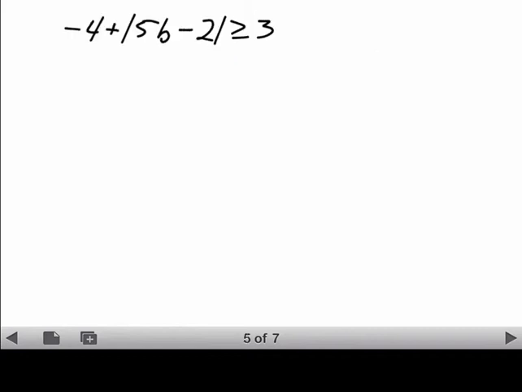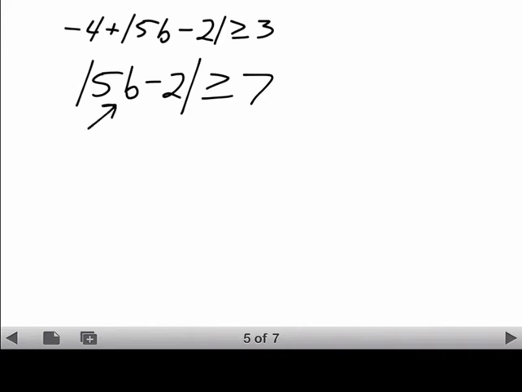For our next inequality, we have negative 4 plus the absolute value of 5b minus 2 is greater than or equal to 3. So I'm going to add 4 to both sides to isolate the absolute value. I get the absolute value of 5b minus 2 is greater than or equal to 7. Now I want to point two things out. Number one, we want to try to write our b's so they don't look like a 6. Number two, I'm going to cross my 7 so it doesn't look like an inequality symbol.